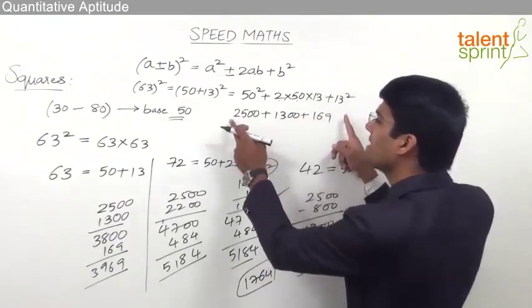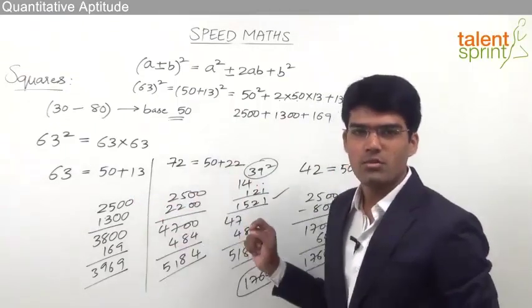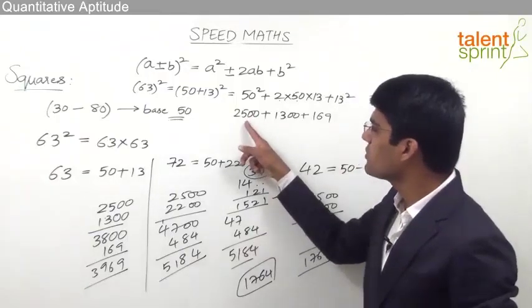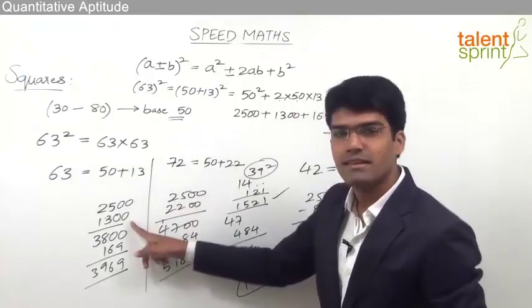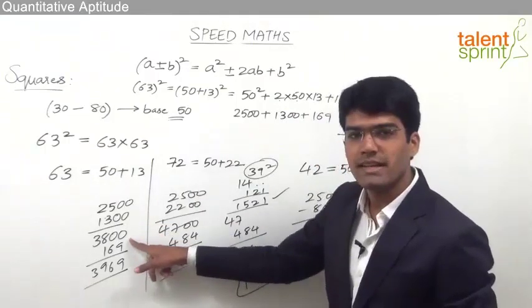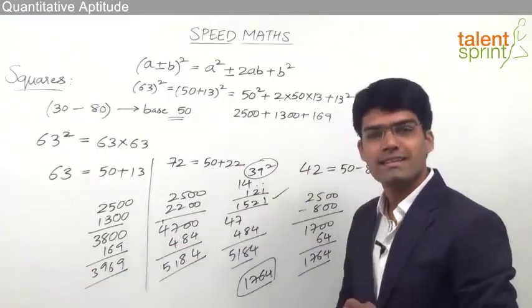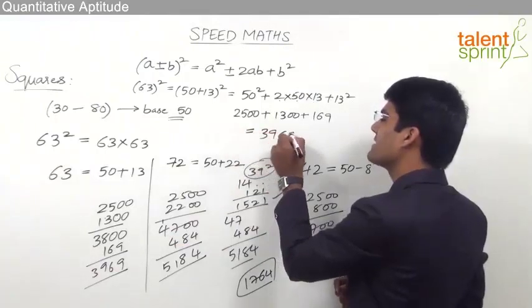And now if you compare this expansion with our shortcut trick, you find that it is quite similar to what we have done in case of a plus b whole square. For example, here you see we have 2500 plus 1300 plus 1300. We get the result as 3800, and to that we add 169. That is the reason we are able to get the correct answer as 3969. This will be equal to 3969.